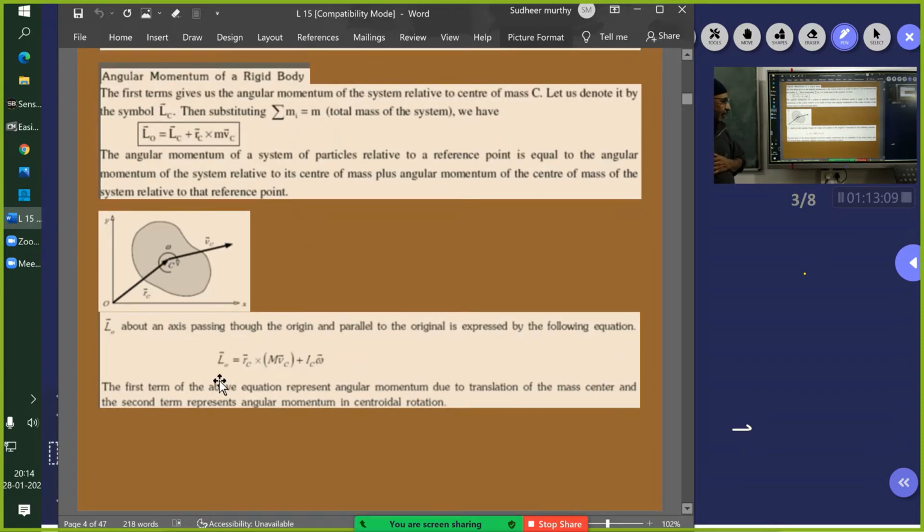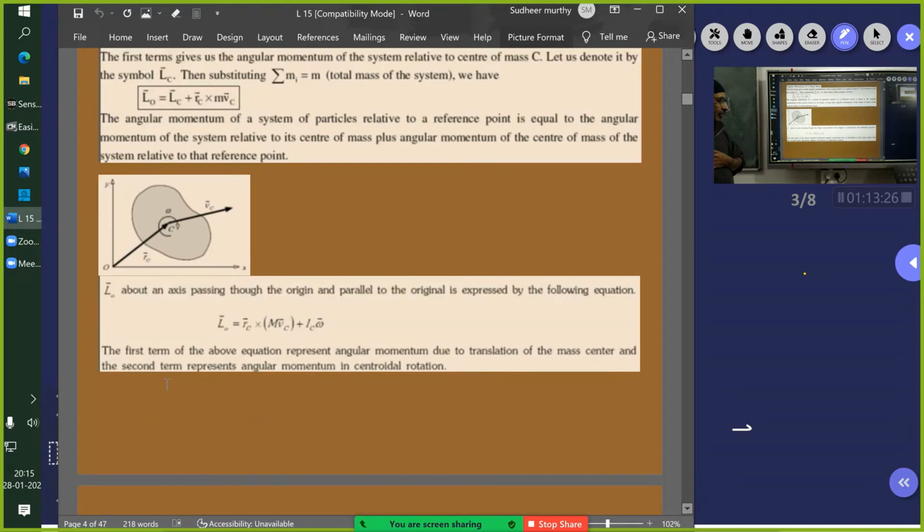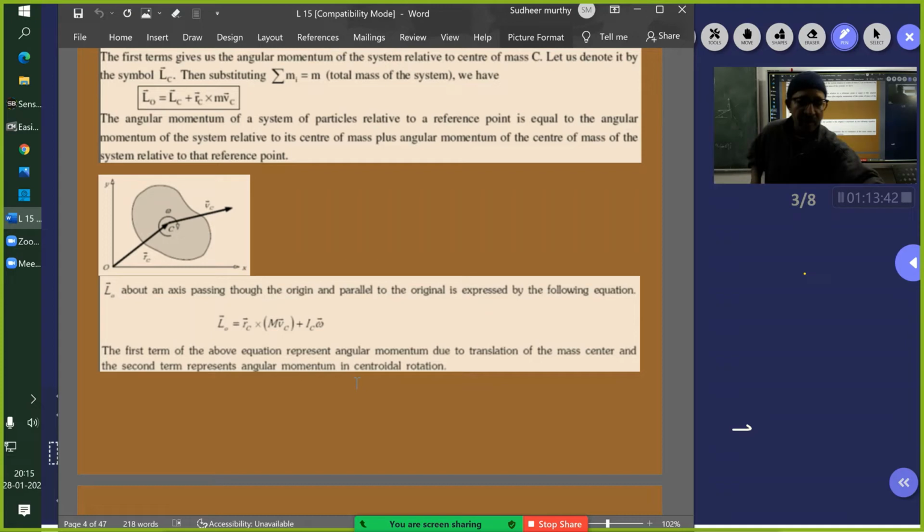And another way to look at it is L bar O is equal to RC bar cross M VC bar plus IC omega bar. Capital M here stands for the total mass of the body, and VC stands for the velocity of the center of mass. The first term in the above equation represents angular momentum due to translation of the mass center, and the second term represents the angular momentum in its centroidal rotation. If you want to ask any question, you can ask.